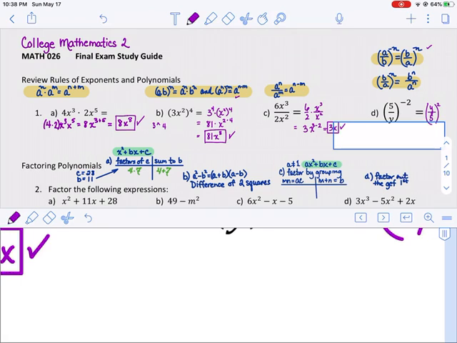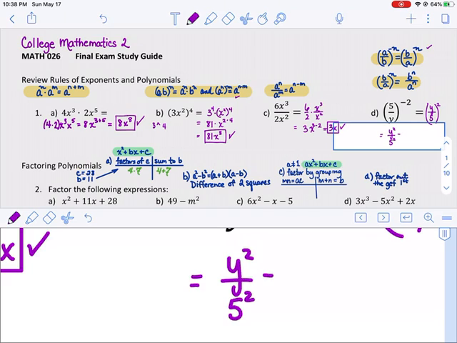And then I'm going to raise the top and the bottom. So now I have y squared over 5 squared. So for my final answer, I get y squared over 25.